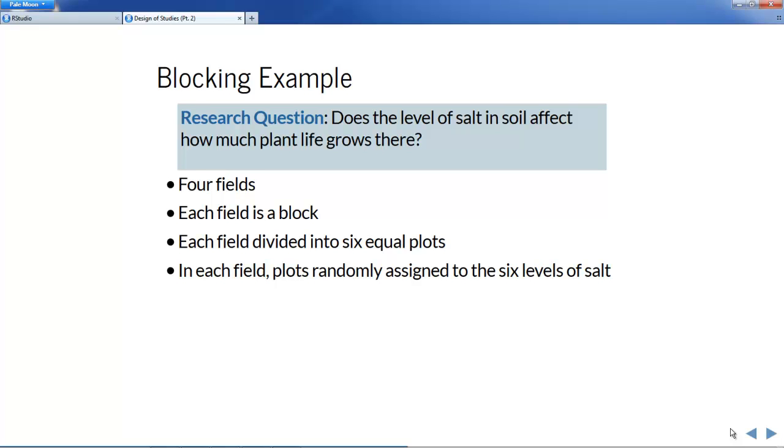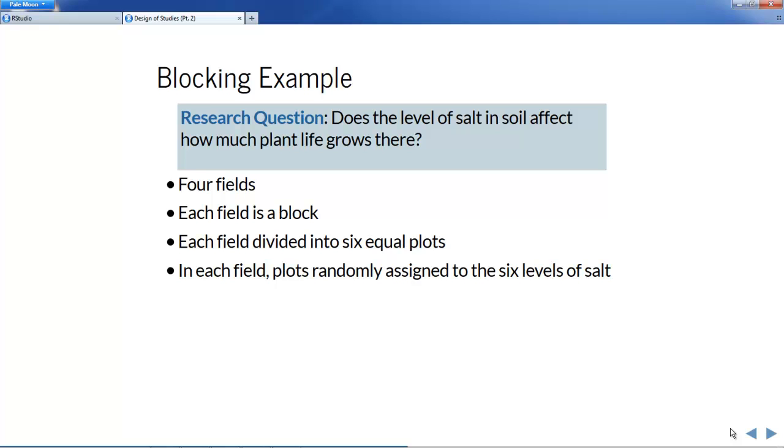The wind conditions were different. Probably the soil was a little bit different, and so on. So the fields differed in lots of ways that could have an effect on how much plant life could grow in the field. So it would be natural to treat each field as a block.